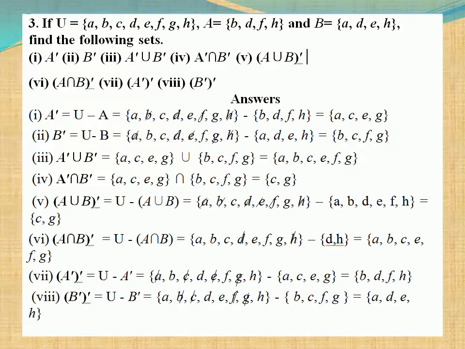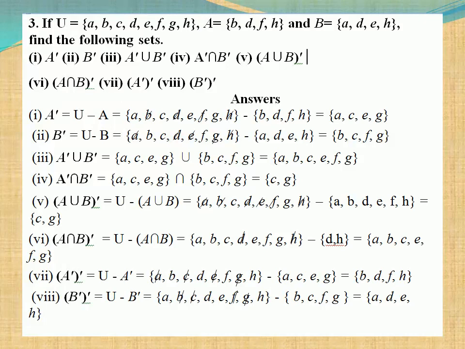Now fifth subdivision, A union B the whole dash. What is meant by A union B the whole dash? From the universal set, you have to subtract the set of elements of A union B. Now write the universal set minus A union B. Write all the elements from A union B. That is A, B, D, E, F, H. Now cancel the common elements from both, and write the remaining elements from U. The remaining elements from U are C and G. So this is the A union B the whole dash.